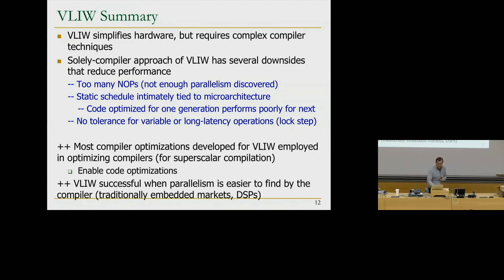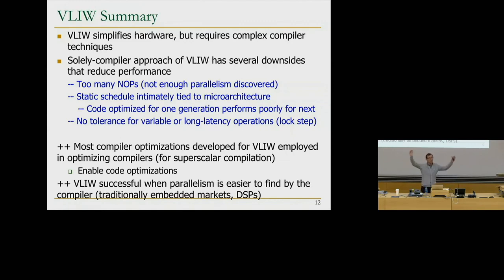It actually enabled many compiler optimizations, as I said. Most compiler optimizations developed for VLIW are employed in optimizing compilers for superscalar processors, and they enable many code optimizations that are out there in all of the compilers today. For example, if you want to find independent instructions in code, you just cannot look at code that is between branches. Remember, we looked at the control flow graph. You just have some number of instructions, 10 instructions.